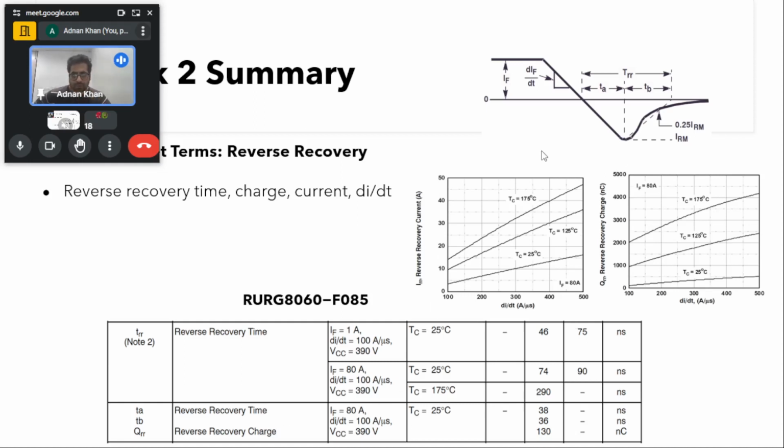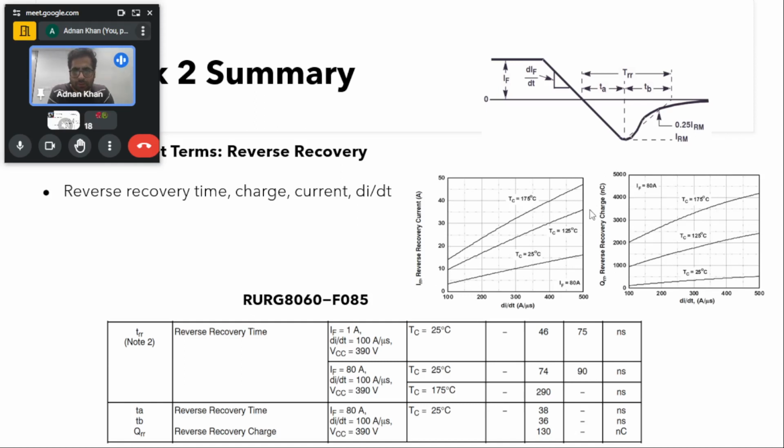Also, you can see the other things that are given in the datasheet. TA and TB are also given. The total reverse recovery charge is also given in the datasheets for the particular specifications. Also, there will be some graphs through which you can see the peak of the reverse recovery current if you have di/dt. Like in the first graph, di/dt is given at a particular temperature, and you can calculate what the reverse recovery current is at that time.